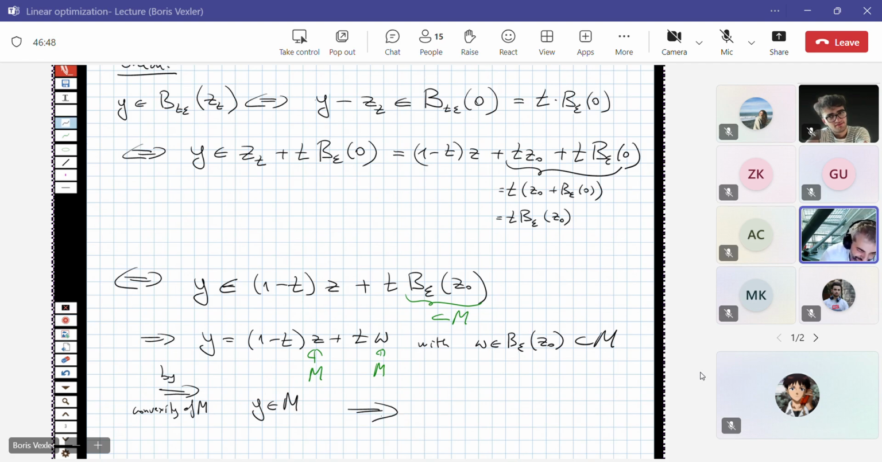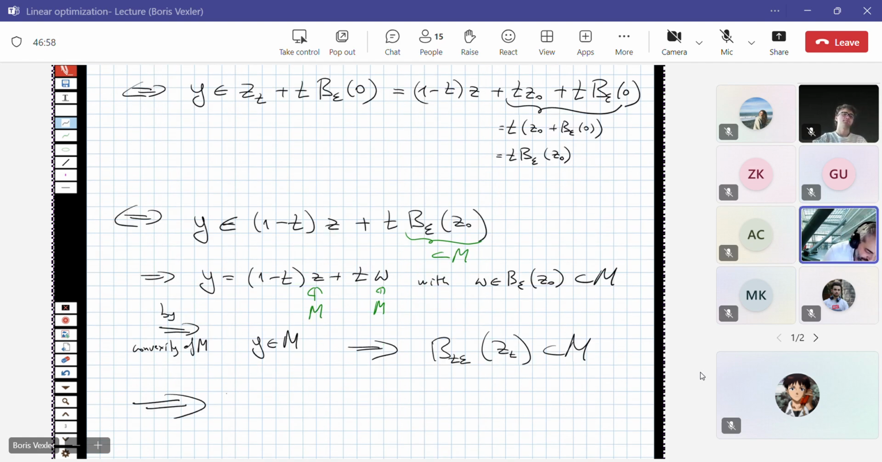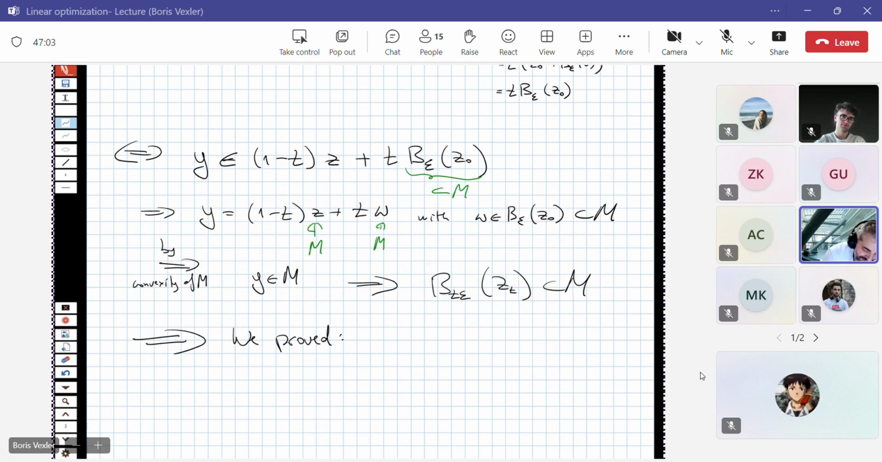Okay, therefore, what we proved: we started with y in B T epsilon of ZT, and then we proved that it follows that y is an element of M. Therefore, we proved that B T epsilon of ZT is a subset of M, and therefore we proved that ZT is an element of the interior of M for all T strictly larger than 0 and less than or equal to 1. Okay, very good.